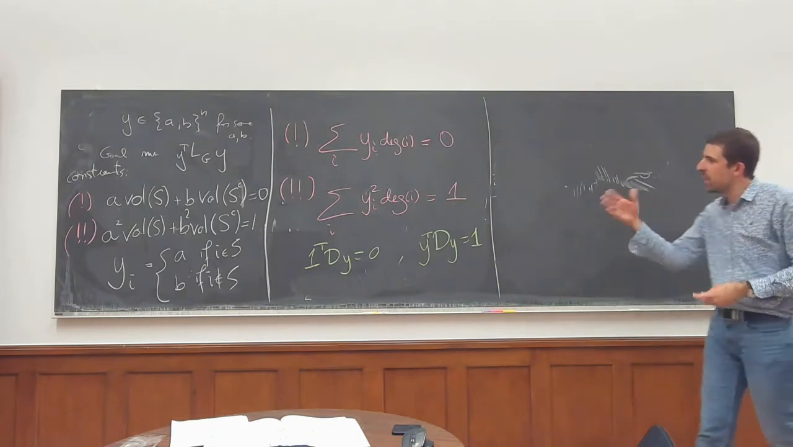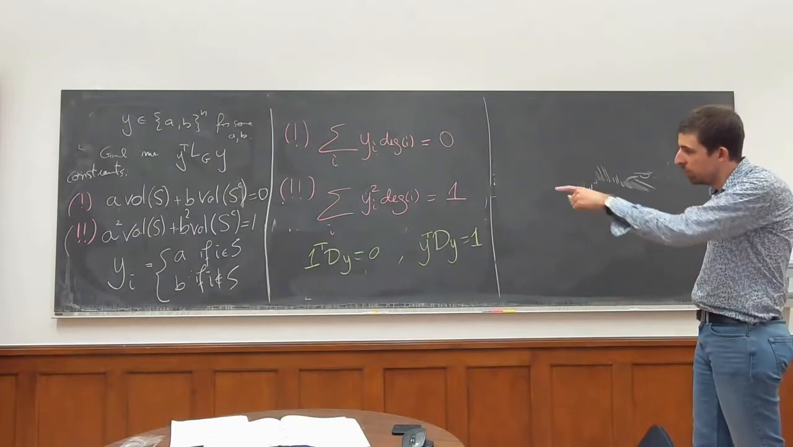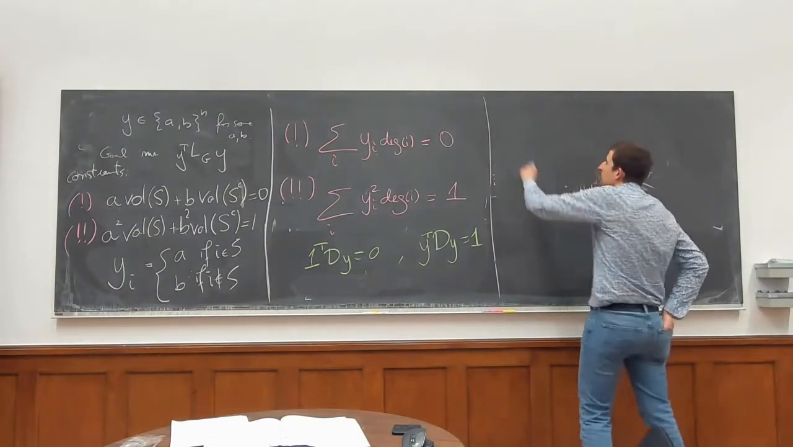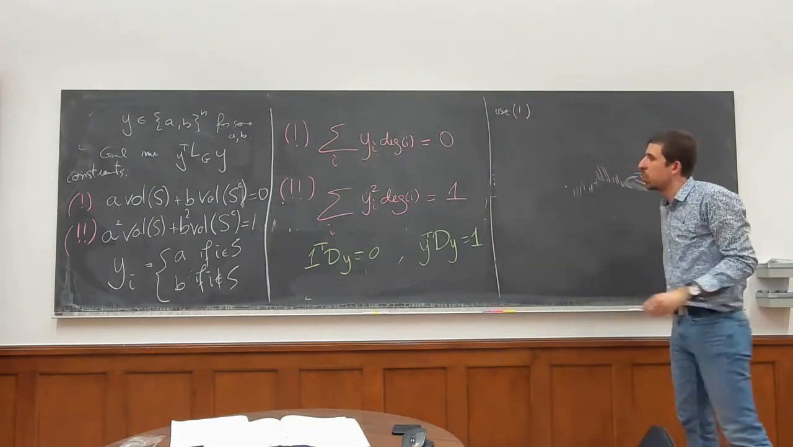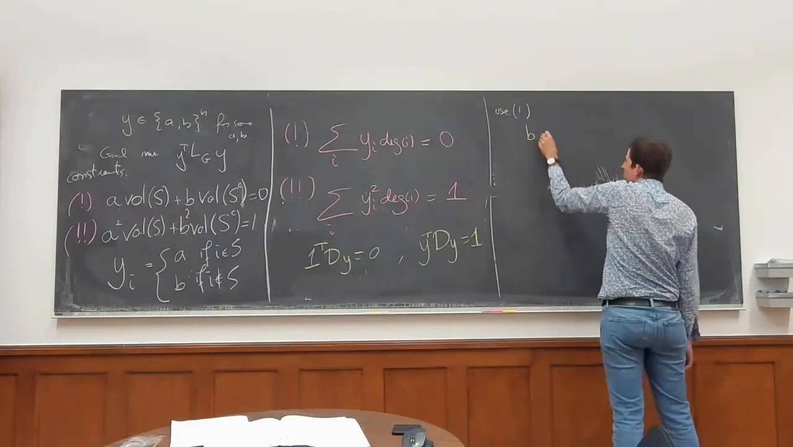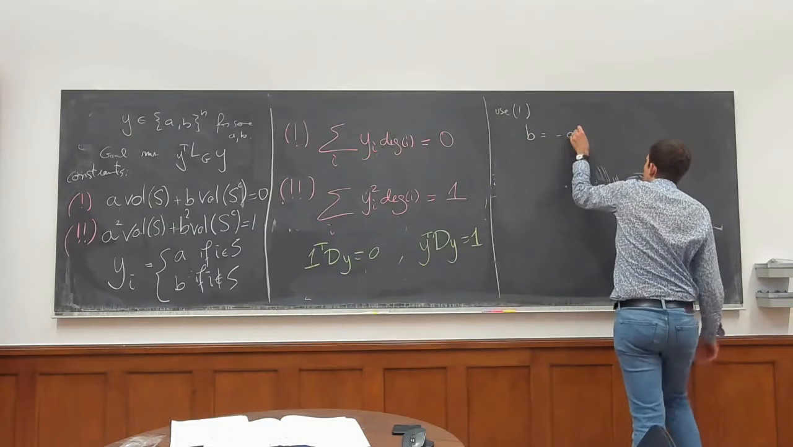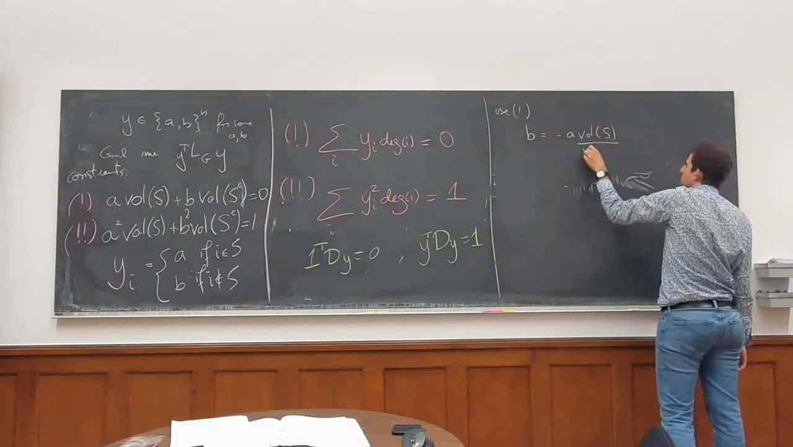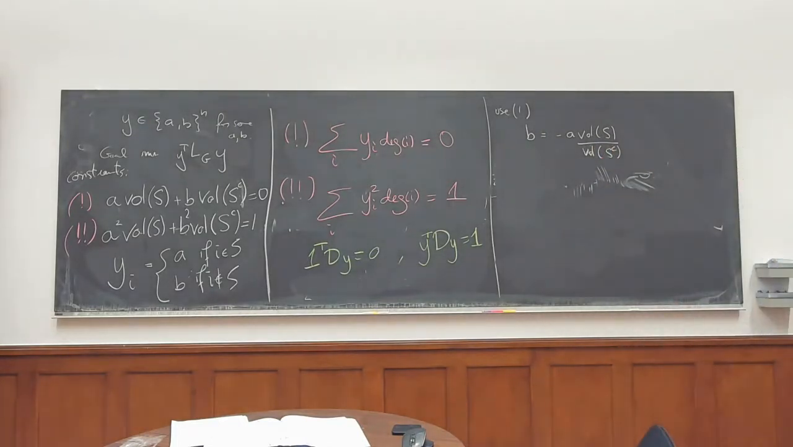Okay, so let's try to understand actually what y is. Right, so y needs to be of that form. Let's then try to understand what a and b need to be. Right, we can do some linear algebra. If we use the first one, what do we get? We get that b needs to be equal to minus a volume of s over volume of s complement. Right? So we get that.